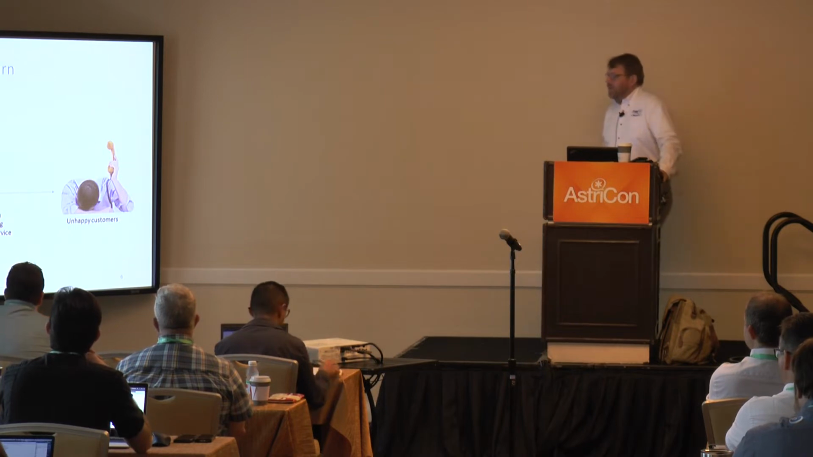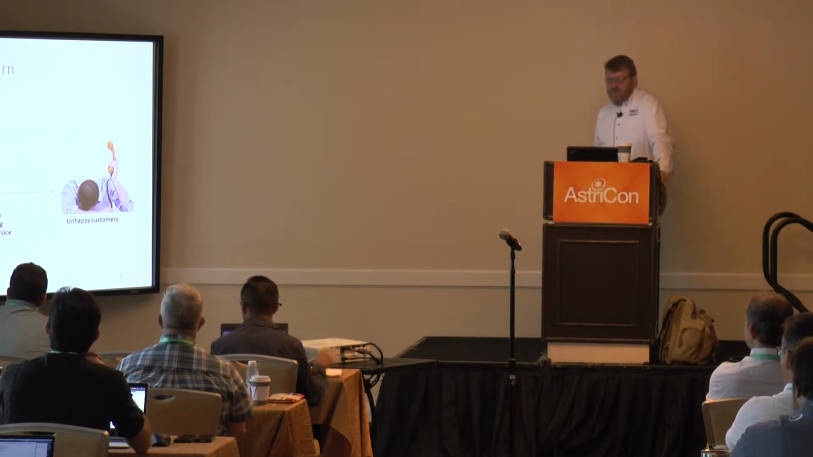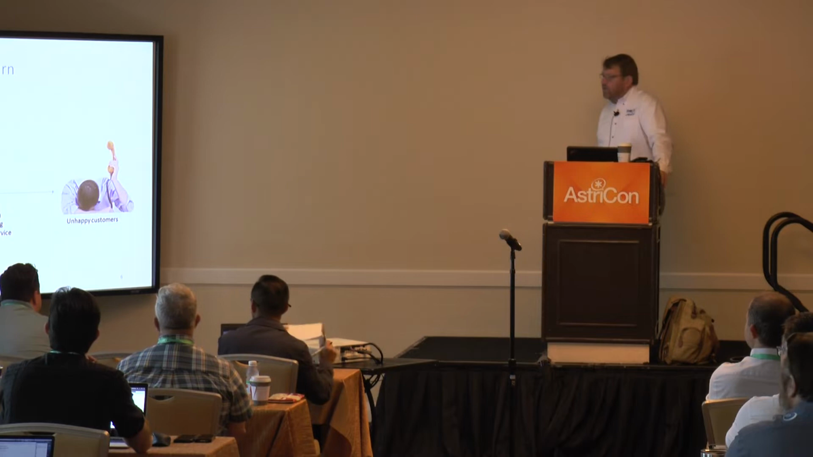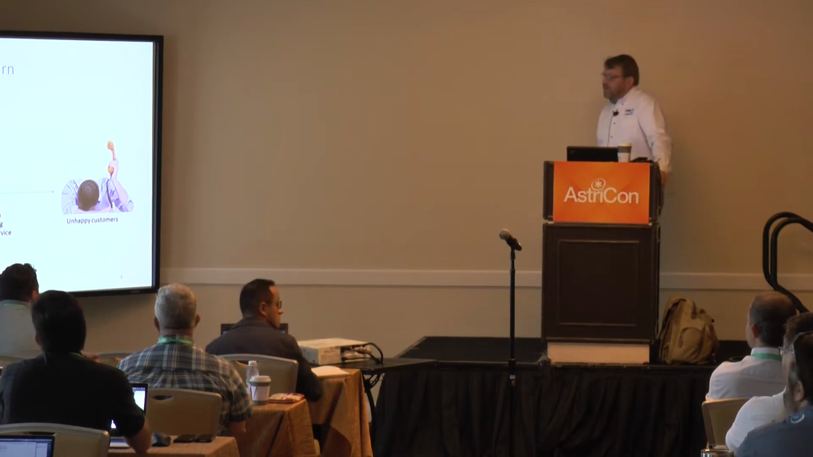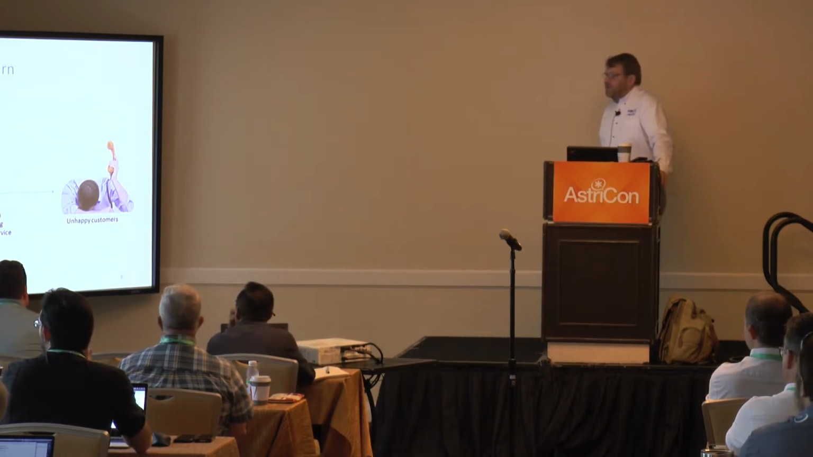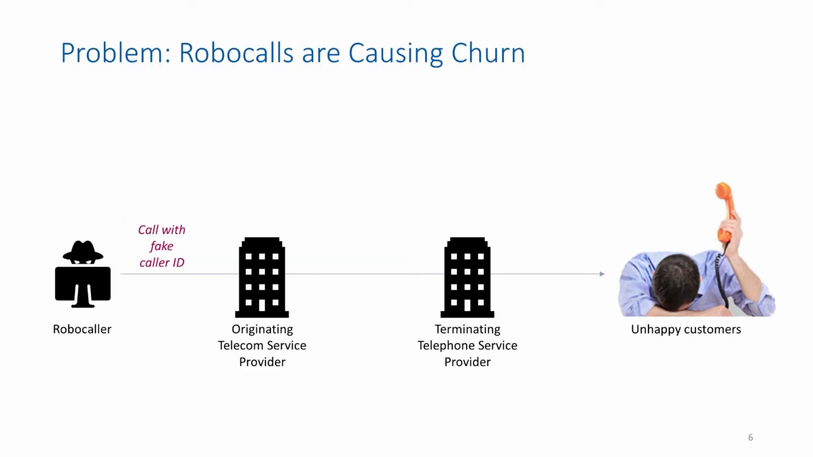So what happens here? This is the situation today. A robocaller signs up with an originating service provider anywhere in the world, and of course they make telephone calls with a fake caller ID, so that you don't really know the origin of the number. That number then is transferred from the originating service provider to the terminating service provider. It might be your Verizon or your BellSouth or whoever your service provider is. And of course, you end up with these calls and you're an unhappy caller.